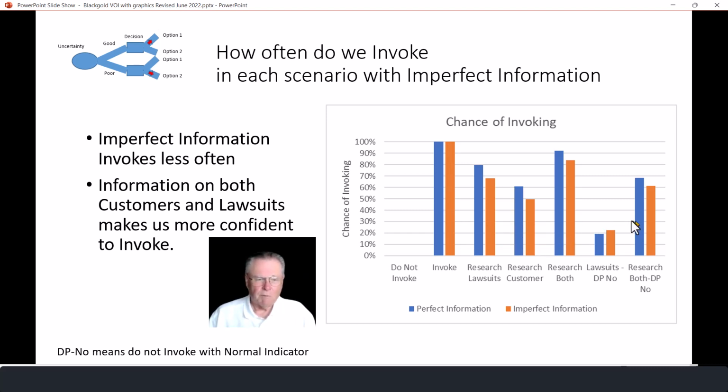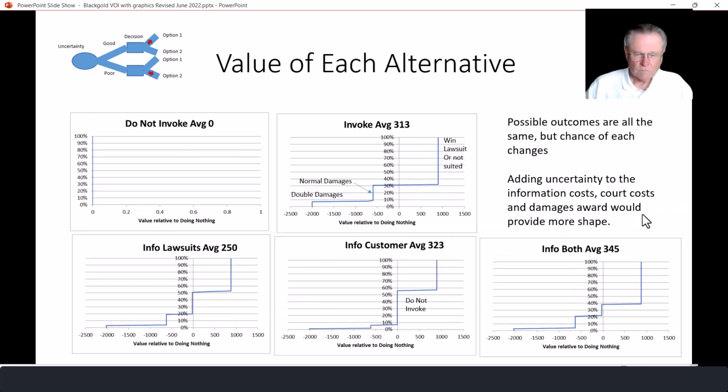The observation here would be that imperfect information invokes less often because we're a little bit more cautious because we're not certain about it. However, when we get information on both the customer and the lawsuits, we're then a little bit more aggressive and we can invoke more often. And when I don't invoke with the nominal settlement, I clearly don't invoke as often either. So it just kind of gives you a flavor for how this works.